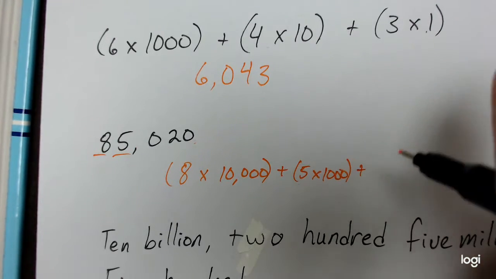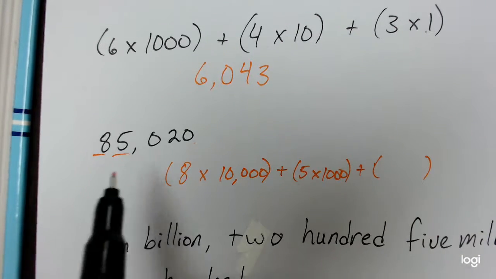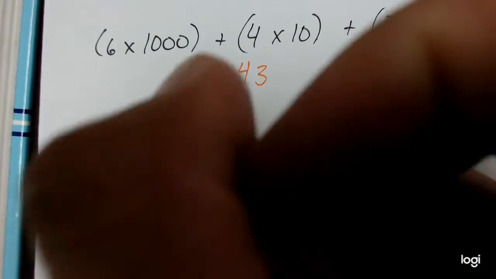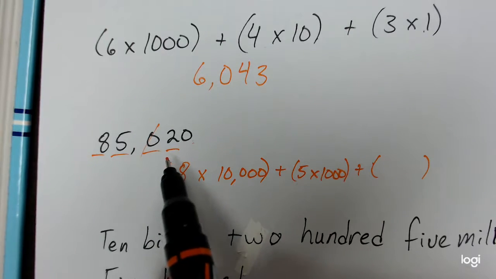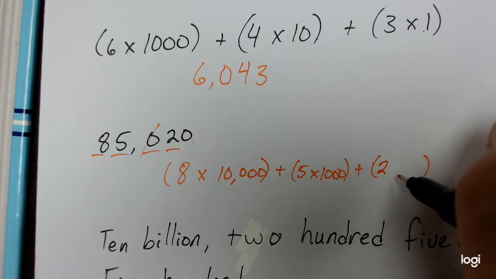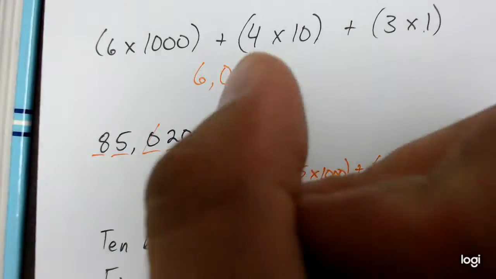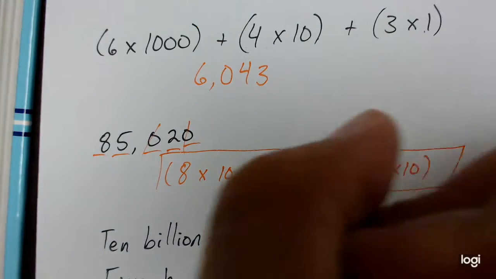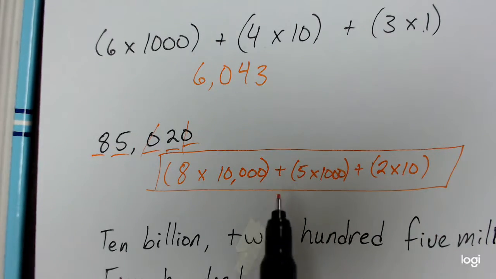Then I put another plus sign, another set of parentheses, and I go to the hundreds place. Now there's a 0 in the hundreds place, so that means I'm going to skip it, and I'll go to the next place value, which is tens. And I have a 2 in the tens place, so then I do 2 times 10. And then the ones place also has a 0, so that's going to get skipped as well, which means that this right here is my final answer. Don't forget the parentheses around each place value. Don't forget the plus signs in between each parentheses.